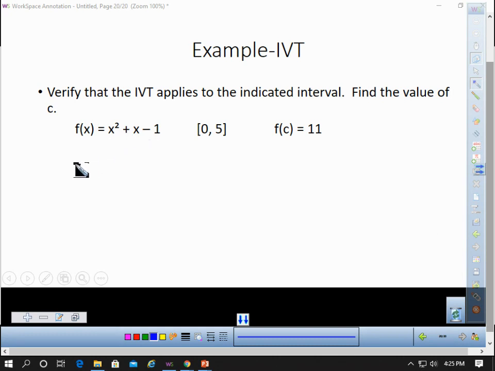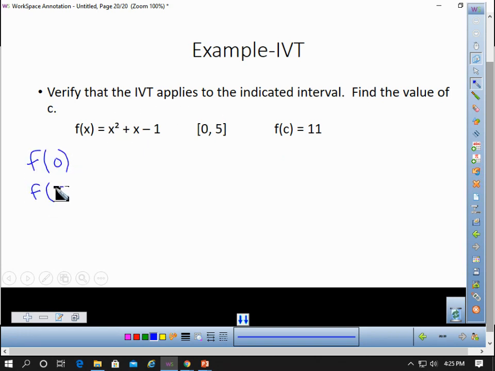So the next thing I need to check is my f of a and my f of b to see what they are, because I'm trying to find a c value to equal 11. So I have to make sure that when I plug these numbers in, when I get f of 0 and f of 5, that 11 falls in between these answers. All right, so let's put a 0 in here. We're going to get -1. Put a 5 in there. We're going to get 25 plus 5 is 30, minus 1 is 29. And yes, indeed, 11 falls in there.